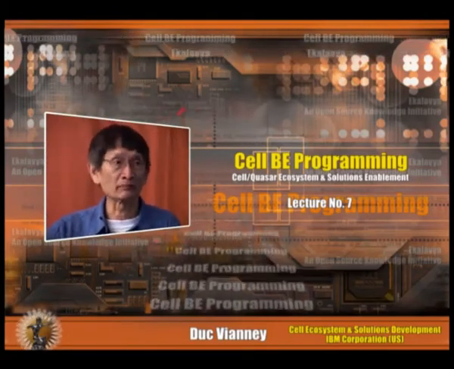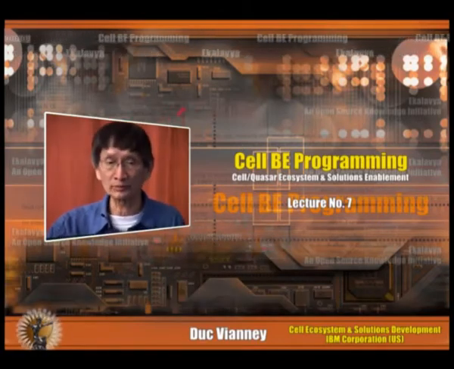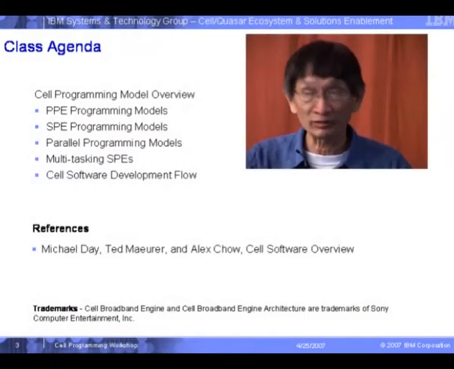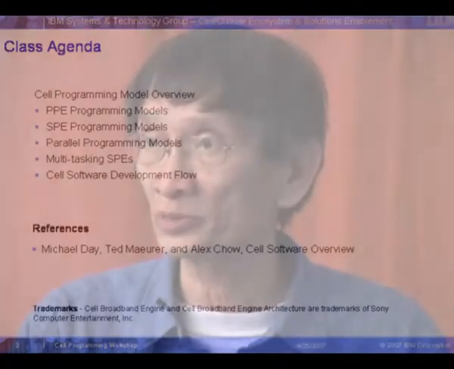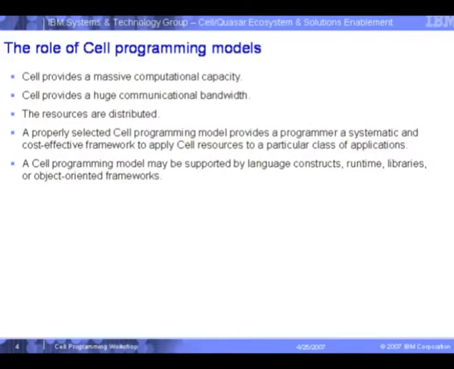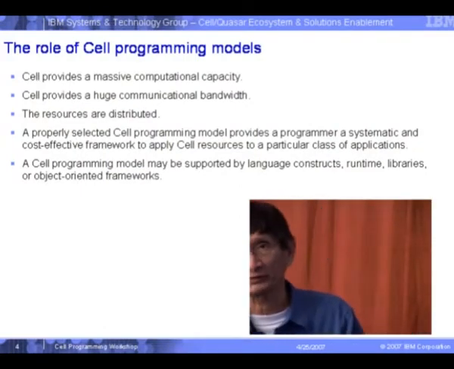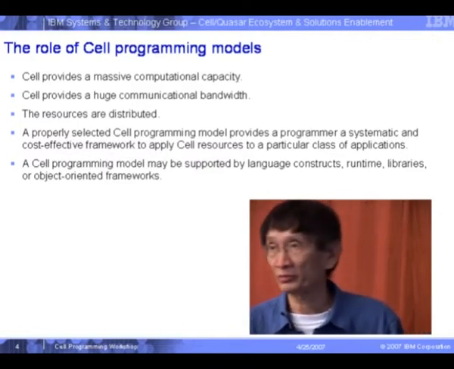So we look at the different models here: the PPE models, the SPE models, the parallel programming models for those of you that want to work on parallel models, and then the multitasking SPE and the self-software development flow. The focus of this first one is why we need this kind of programming models. The massive computational abilities that we have under the cell architecture, and we have a huge communication bandwidth.